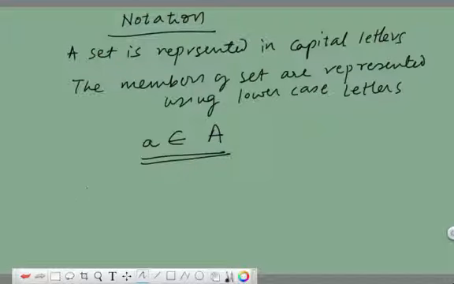So for example, A is equal to {a, b, c}. So this is a set of first three letters of the English alphabet, and in order to say that a is a part of the set capital A, we represent it in the format as shown above, which is a belongs to capital A.